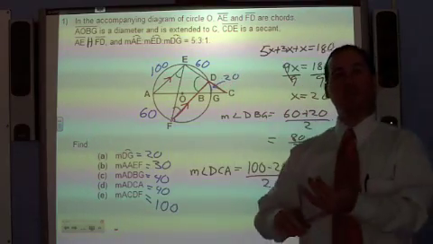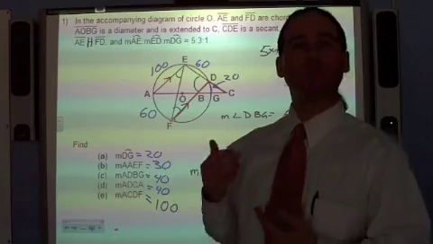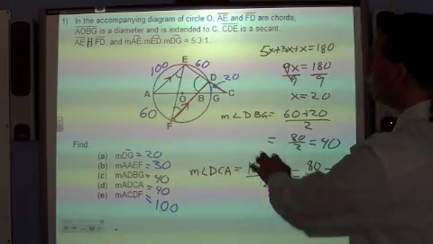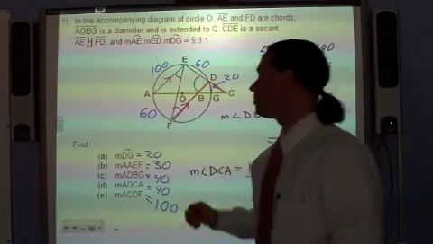So again, you're using all the different types of angles in a circle, just stepping through them one at a time. Look for ratios, look for equations that you can set up.